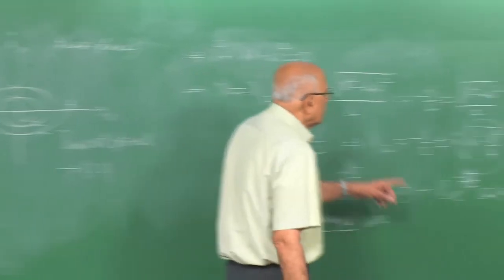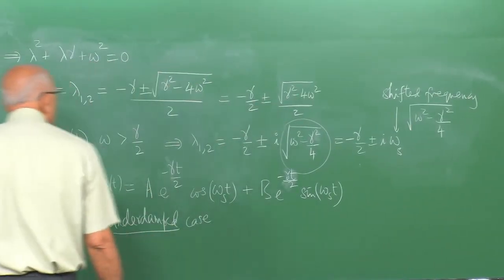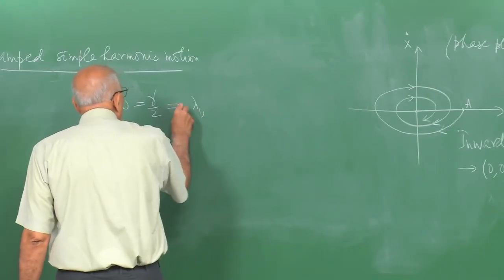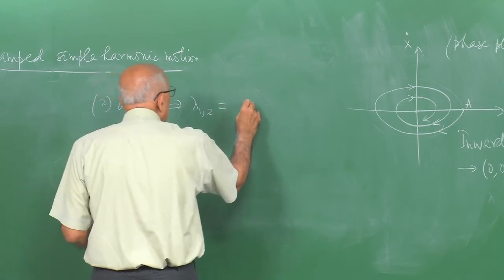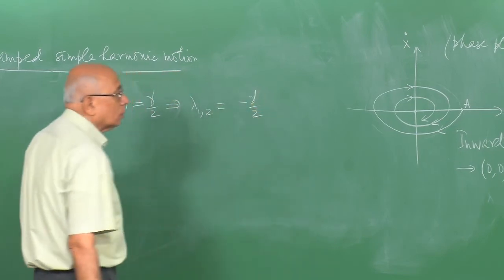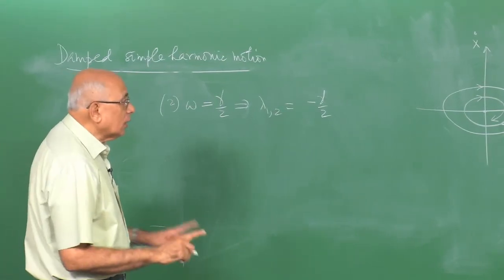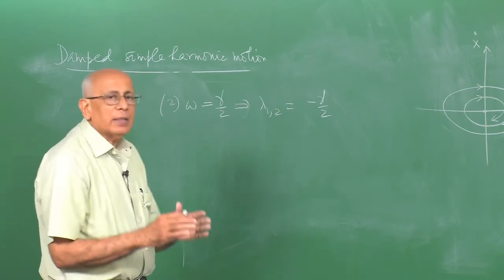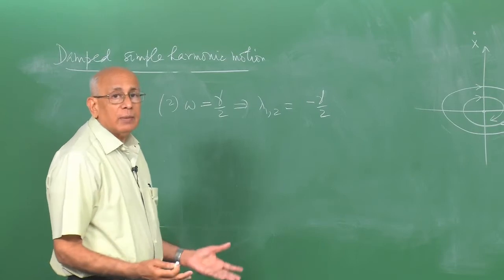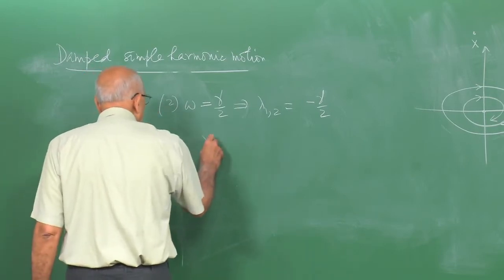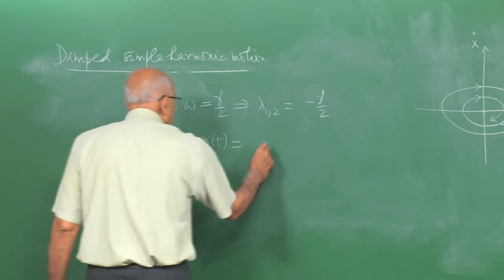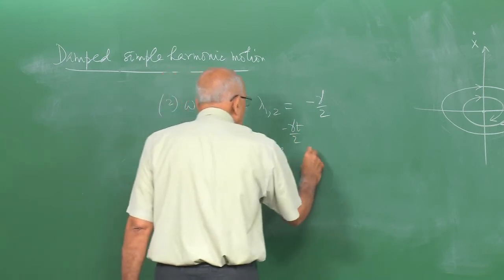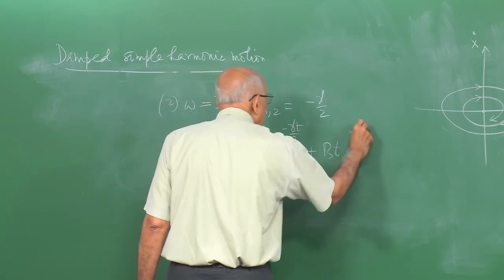Then this bracket vanishes, the square root, and you are left with lambda 1, which implies lambda 1, 2 are both the same, they are both equal to minus gamma over 2. The general solution in this case obviously can't be of the form e to the lambda 1 t plus e to the lambda 2 t, for the simple reason that they are both the same solution. The general solution is of the form x of t is a e to the minus gamma t over 2 plus b t e to the minus gamma t over 2.